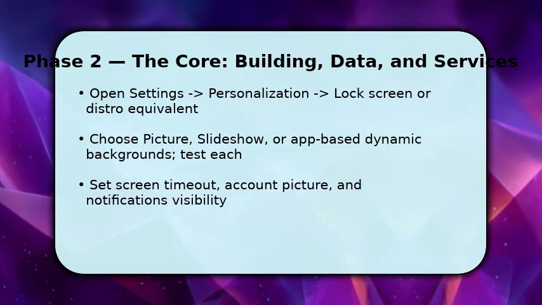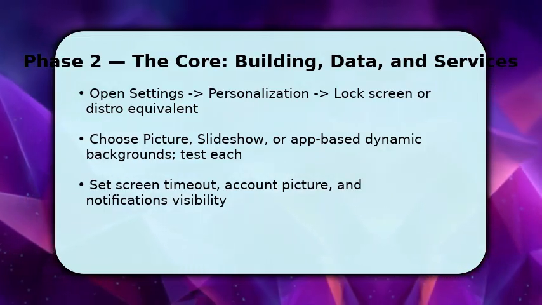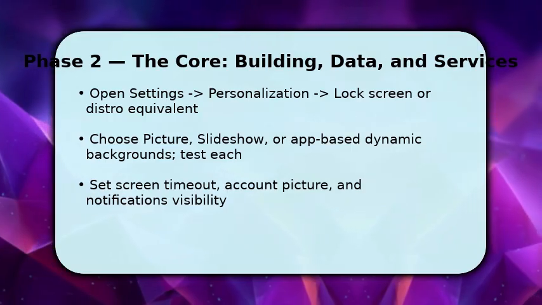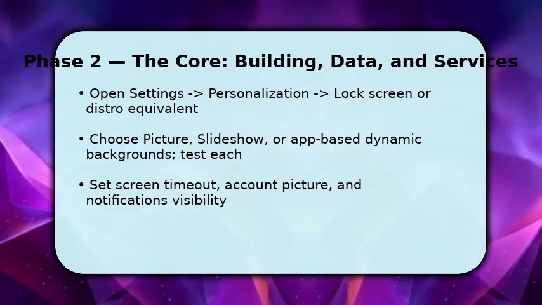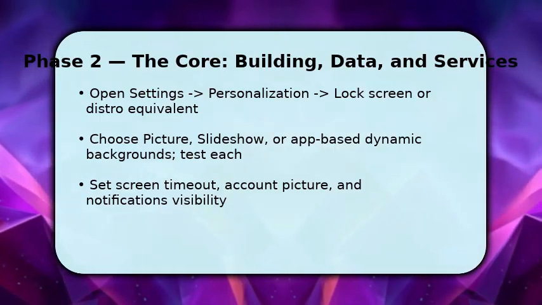Once done, set timeout notifications and whether the camera or widgets show. These choices affect usability and privacy. Test your selection by locking the screen. If transitions are slow, reduce image resolution or switch.